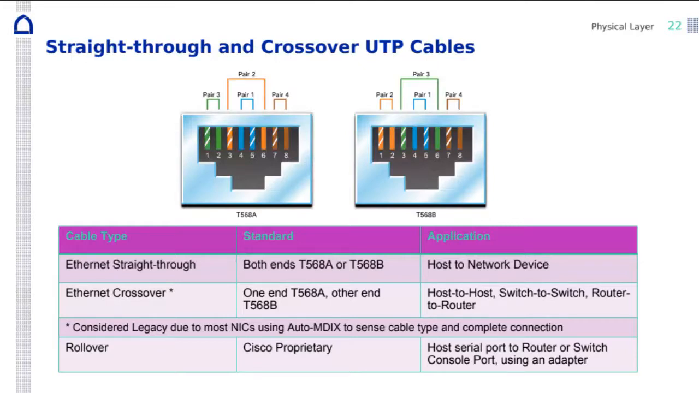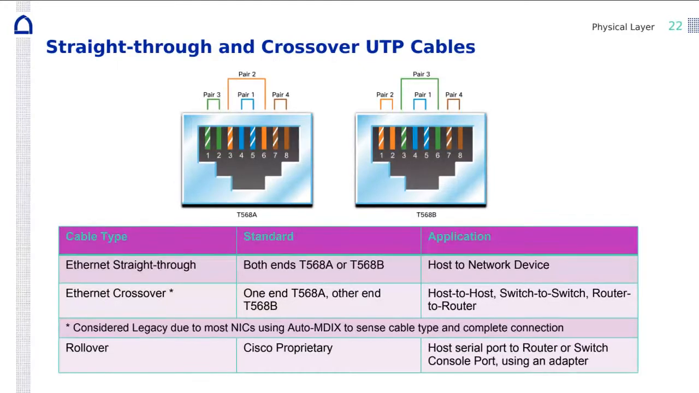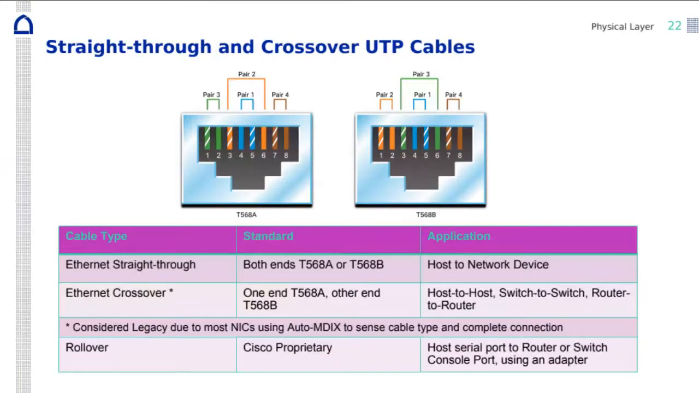But nowadays, most devices, most network cards, use auto MDIX to sense the cable type and complete the connection. So what's the benefit of auto MDIX? It will sense the cable type and complete the connection.